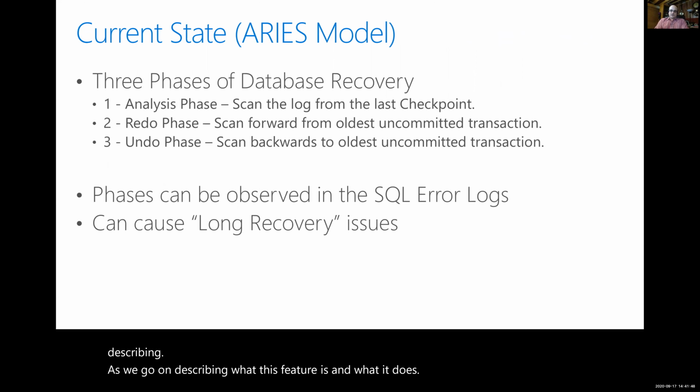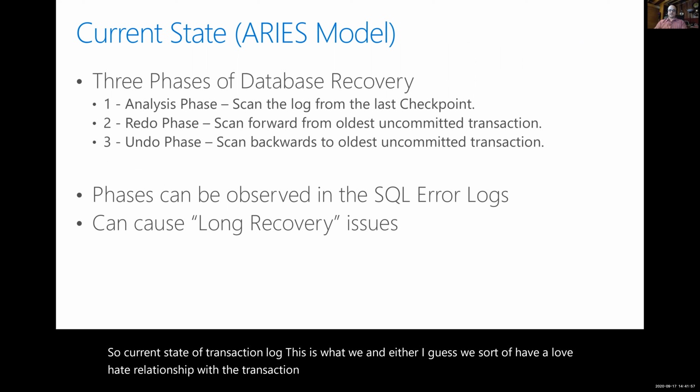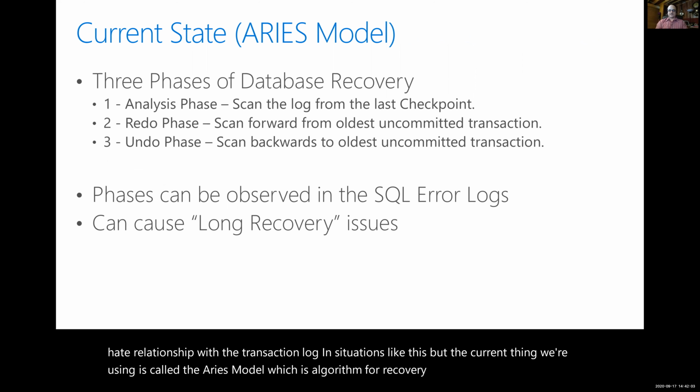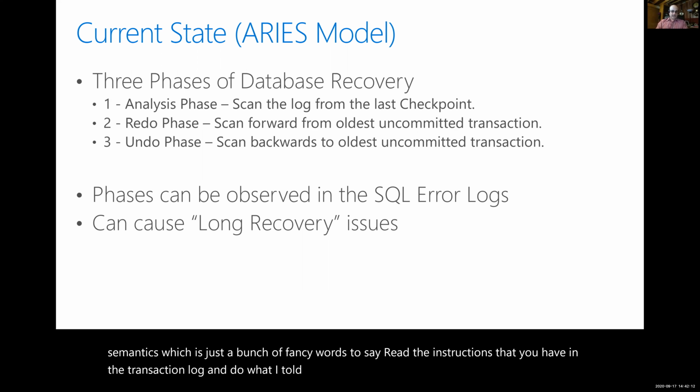Okay. So, current state of transaction logs, this is what we all know, and we sort of have a love-hate relationship with the transaction log in situations like this. The current thing we're using is called the ARIES model, which is Algorithm for Recovery and Isolation Exploiting Semantics, which is just a bunch of fancy words to say, read the instructions that you have in the transaction log and do what I told you to do. Okay, SQL, this is what I told you to do, just go ahead and do it.